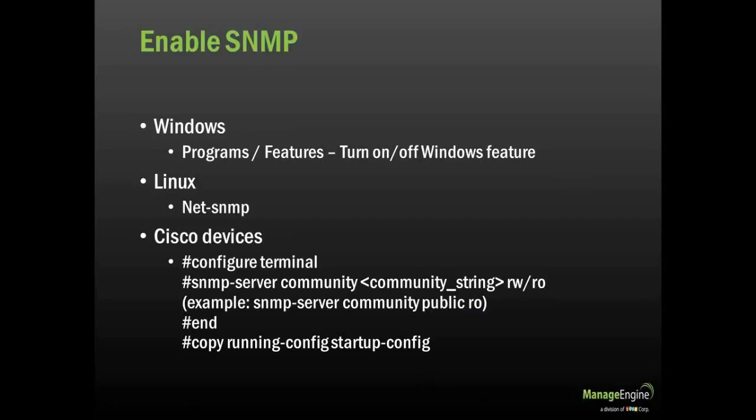On a Cisco router or a switch, you can configure SNMP from the terminal window using a set of commands as shown on the screen. In order that the SNMP configuration is loaded during the startup, you have to copy the running configuration to the startup configuration.